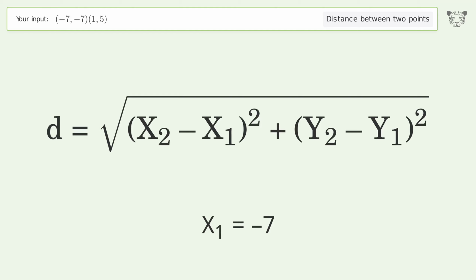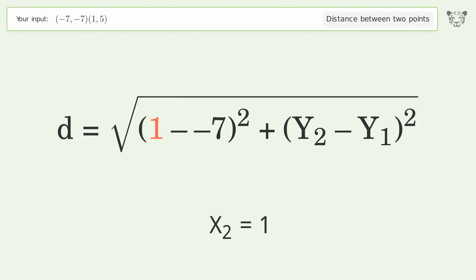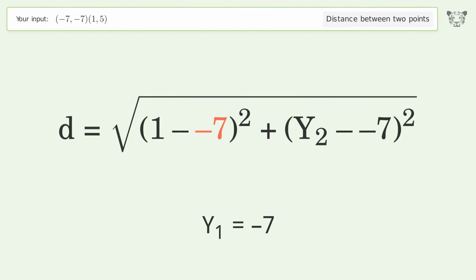x1 equals -7. x2 equals 1. y1 equals -7. y2 equals 5.